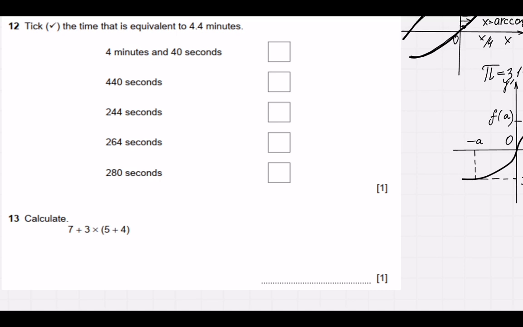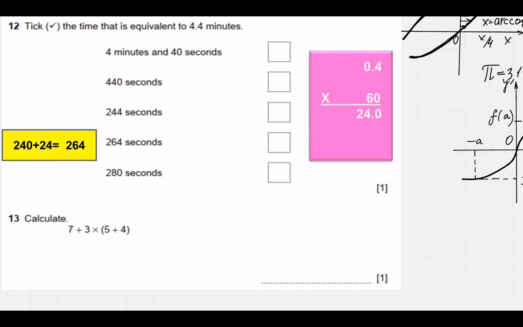Take the time that's equivalent to 4.4 minutes. Okay, 4.4 minutes to seconds. 4 minutes means what? 1 minute is 60 seconds. 4 minutes, 4 times 60, 240. So what about 0.4? 0.4 also times 60, it will be 240. Then put the decimal point, it will be 24. So we said 4 minutes is 240. 240 plus 24 will be 264. So this is the final answer.